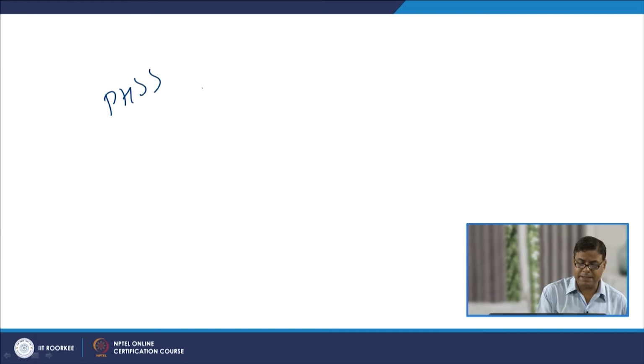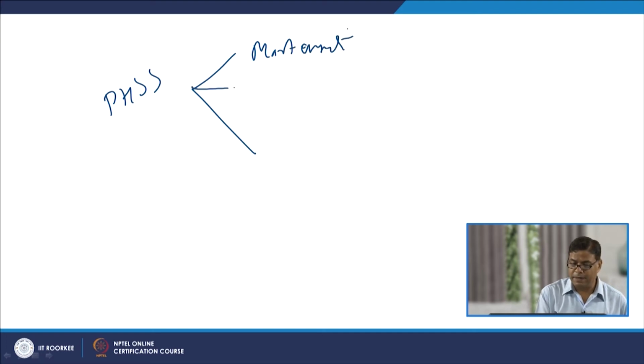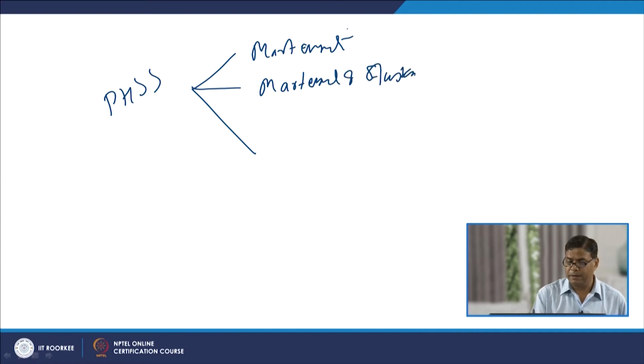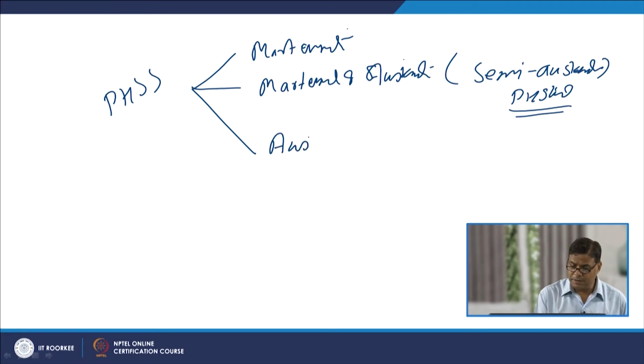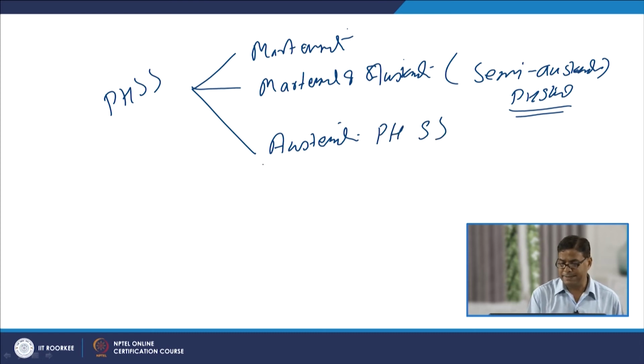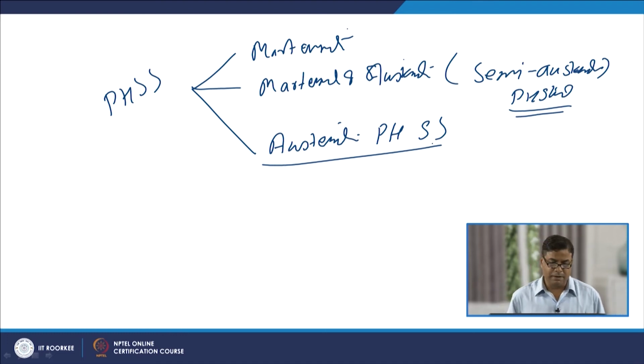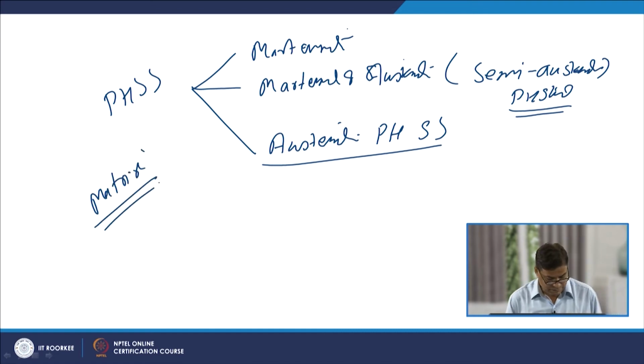So, the matrix of the PHSS can be martensite only, or it can have both martensite and austenite, which is termed as semi austenitic PH stainless steel, and austenitic means the matrix is of the austenitic precipitation hardenable stainless steel. So, these are the three broad categories based on the matrix the precipitation hardenable steel has.